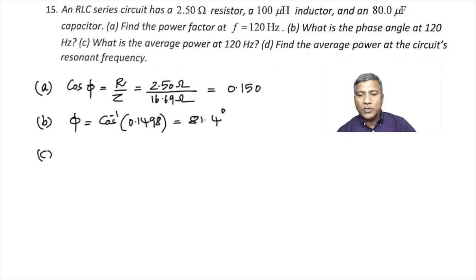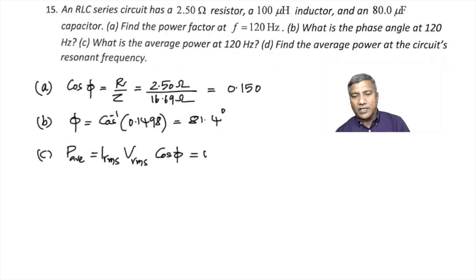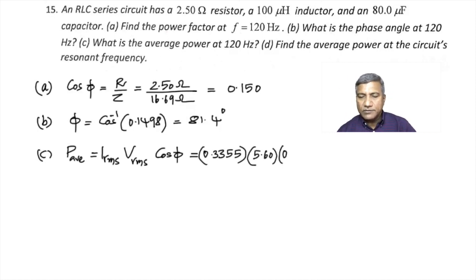And in the C part, what is the average power at 120 Hertz? The average power is given by the formula IRMS times VRMS times cosine phi. So we know the IRMS value, 0.3355. The VRMS value is 5.60. Remember, this is from the previous problem, so we have those, and we have the power factor cosine phi, and so you get 0.281 watts.